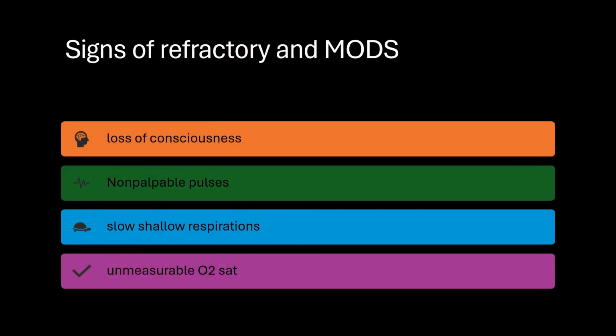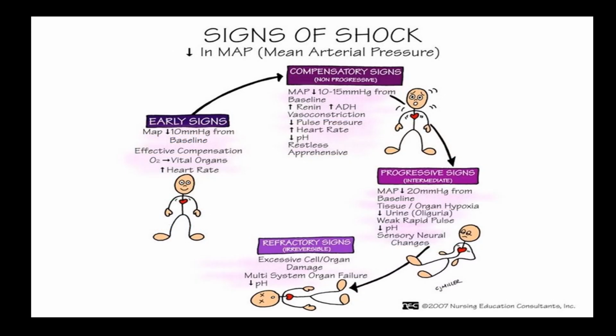So what will your signs of refractory shock and multiple organ dysfunction syndrome look like? Again, that's the loss of consciousness. You're not going to be able to feel the pulses at this stage. You're going to have to get a Doppler and hope that you can even find them. Respirations are going to slow down severely, and you're not even going to be able to measure your O2 sat because perfusion will be so low. So this is just a little picture or drawing of the signs of the various stages of shock. Some of you guys like those. I actually like them. We'll see if I can draw those on my own.